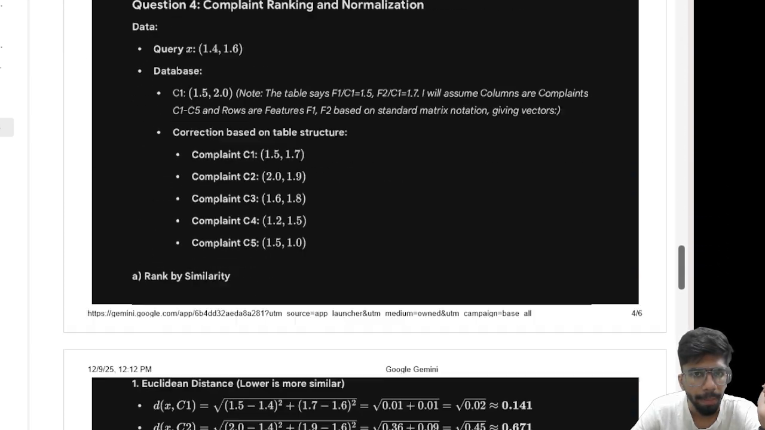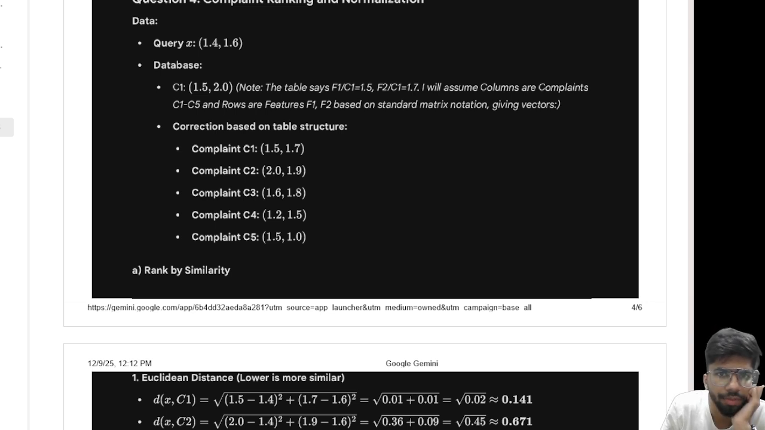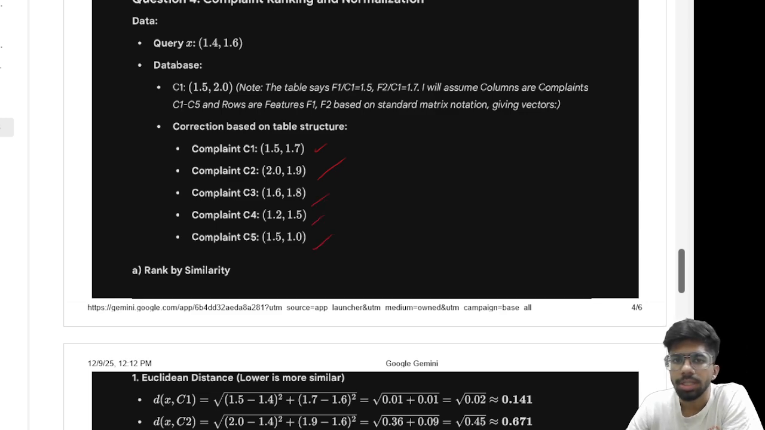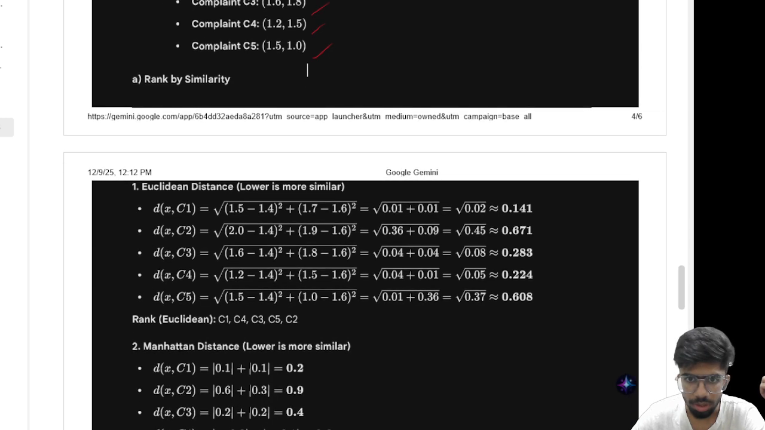Okay, so we are given a query vector x equal to (1.4, 156), and also the 5 complaint vectors c1, c2, c3, c4 and c5 with the given values. Our task is to rank the complaints by similarity using Euclidean distance, Manhattan distance, supremum distance and cosine similarity. Then normalize all vectors to unit length and recompute Euclidean distance. So let's begin with the calculations.